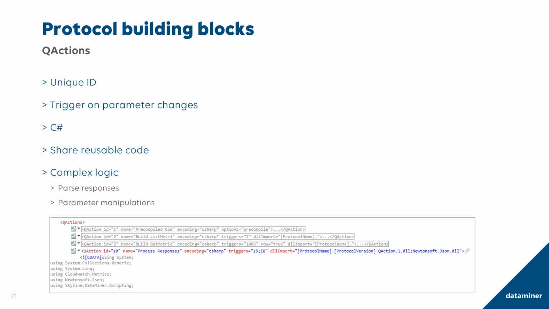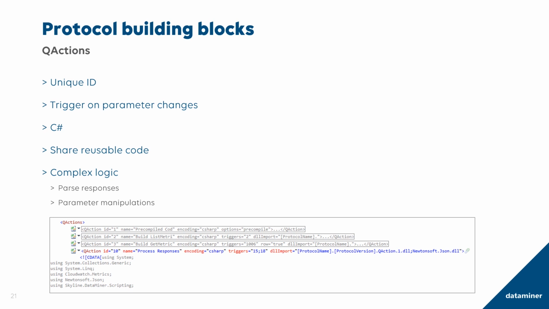And then as you can see, we don't need to have one quick action per parameter change. We can combine multiple into there, and then just in the quick action check which one triggered it. So this is C#, and this is just for advanced logic in there.